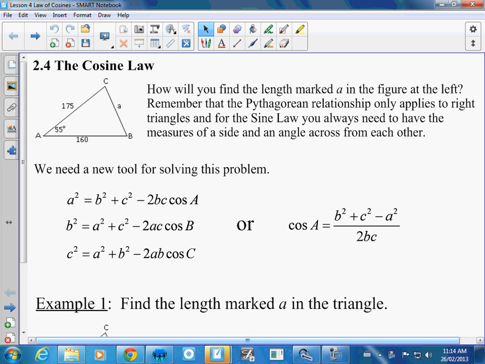In here, we have two angles and a side. Well, we had that with the sine law, didn't we? We had two sides and an angle, didn't we? Why can we not use the sine law in this case? Take a wild guess.